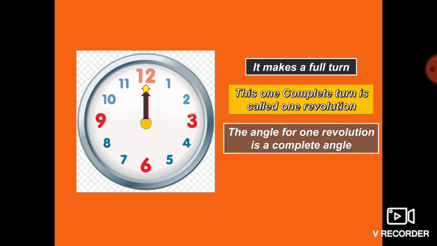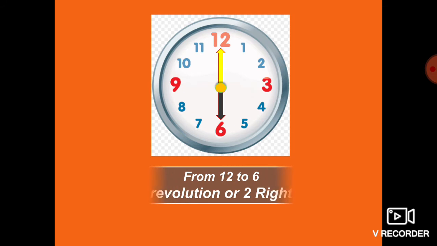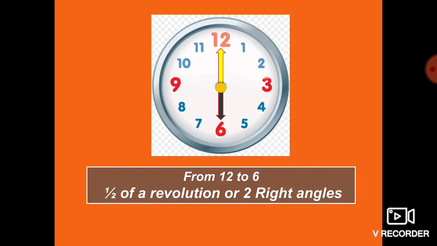Complete angle. Angle for one revolution. You remember, one revolution means full turn, complete turn. That is complete angle. It covers complete angle. Listen. Now the clock moves from 12 to 6. 12 to 6 we know straight angle. But from 12 to 6, how many right angles are covered?